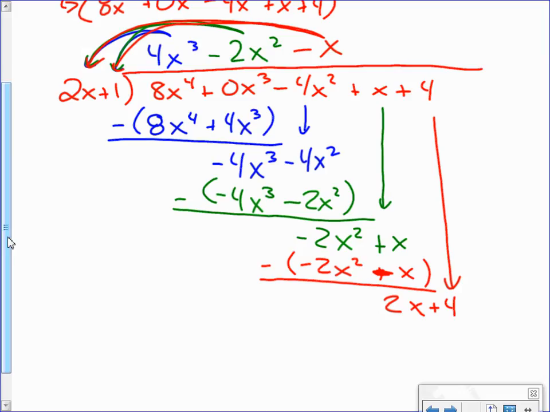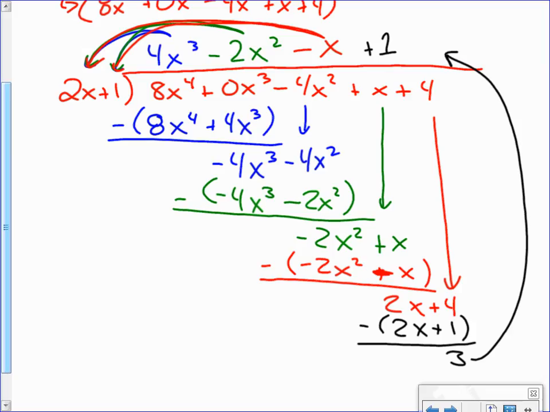1? We heard 1. 2x plus 1 is what we're doing. Subtract, the remainder is 3. Bring the remainder to the top, and it's 3 over 2x plus 1.